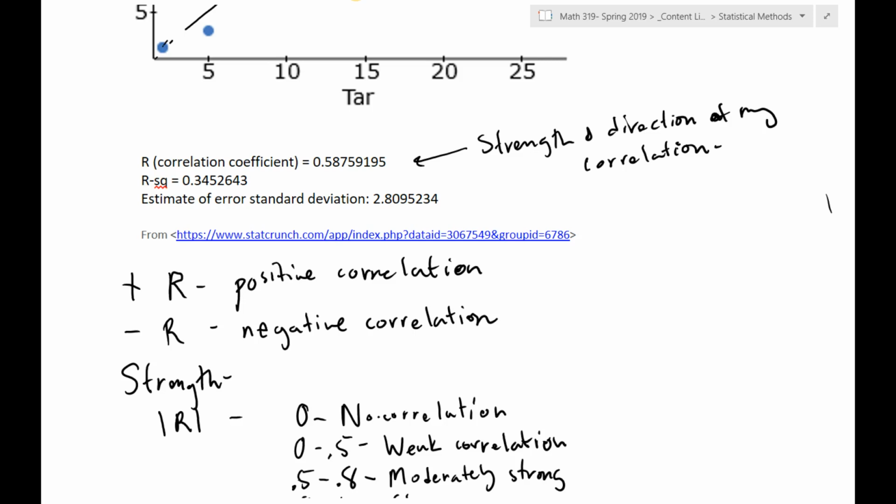So that's my little mini thing on regression. And we are finito. Questions on that?